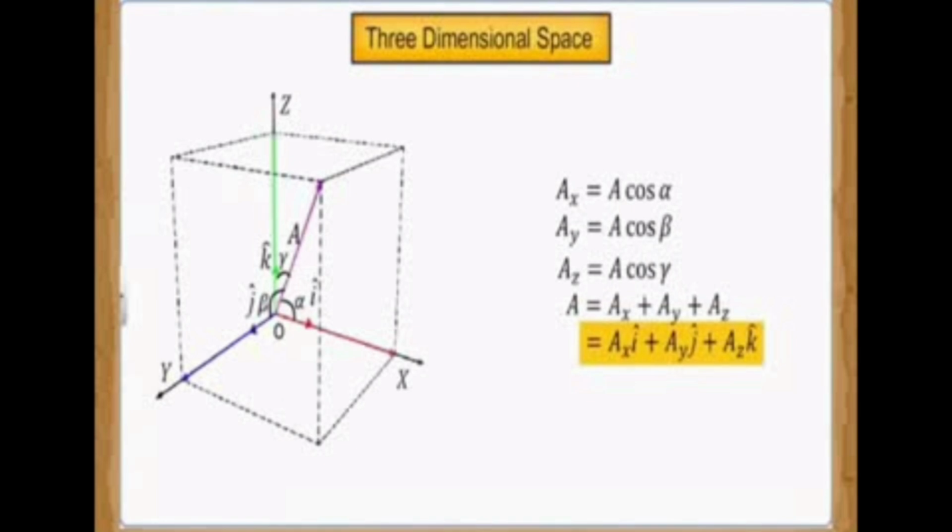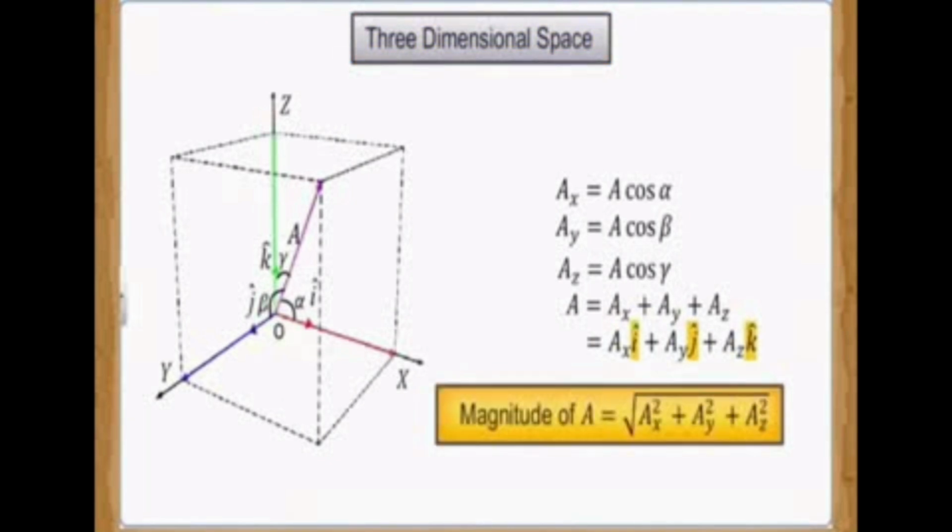Ax, Ay, Az are the magnitudes. i, j, k are the directions. So direction into magnitude is called a vector. So Ax, Ay, Az are the magnitudes of the vector, right? And i, j, k are the unit vectors that indicate the direction.